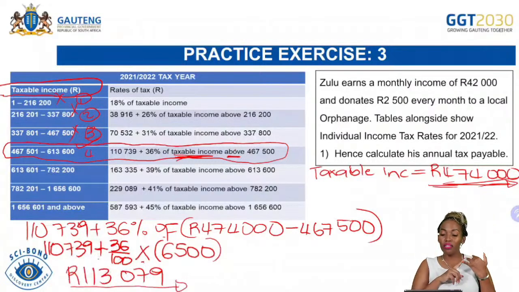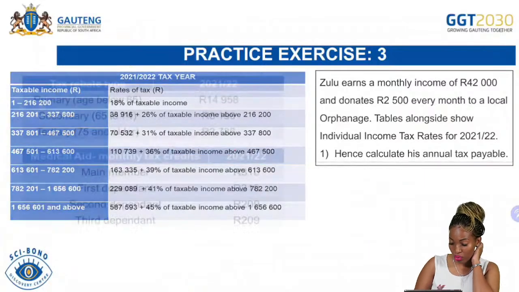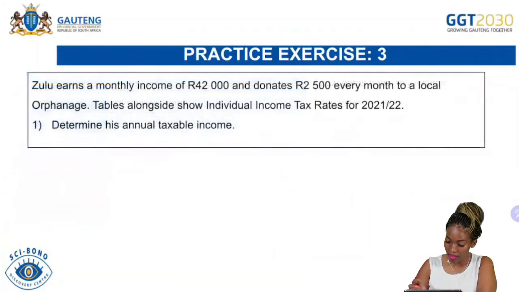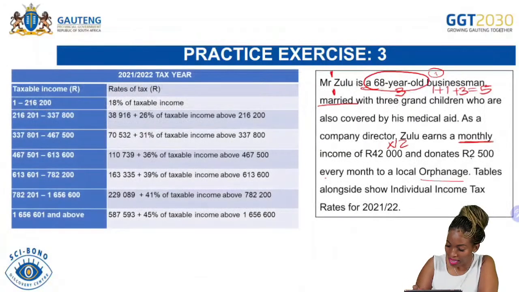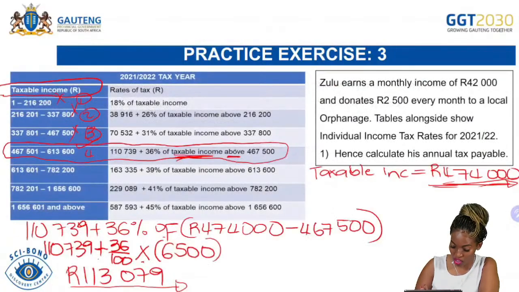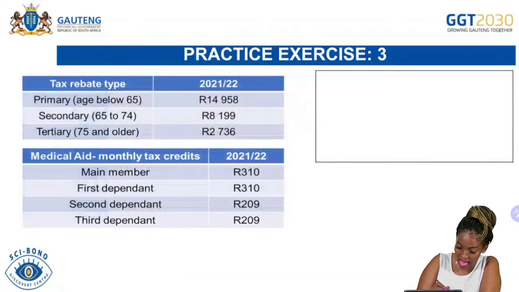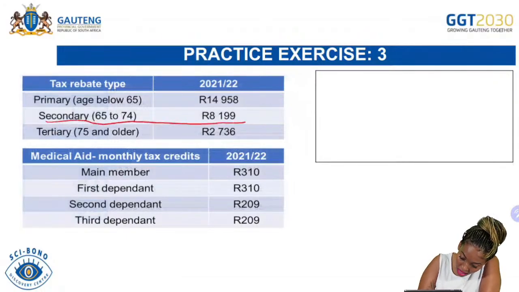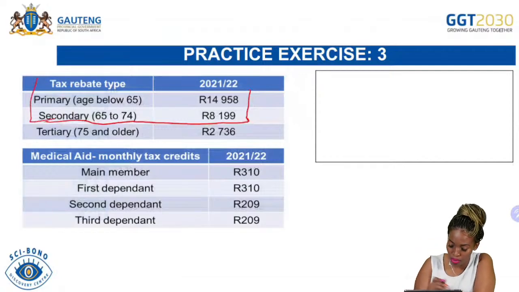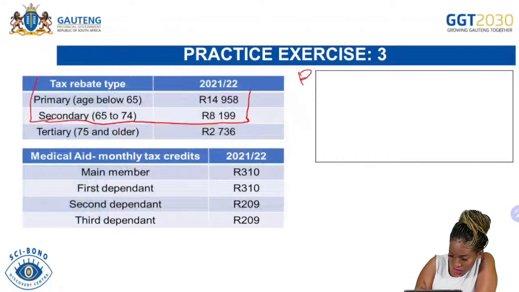But remember, he still must get the rebate. He must also get the medical tax credits. So let's see in the next tables how we calculate all those. So how old was Zulu again? Let's quickly check. They said that he was 68 years old. So if he is 68 years old, let's see which rebate he qualifies for. For 68, it means he is here. So for him to get to secondary, remember, you don't wake up and go to secondary school. You start with primary school, then you go to secondary school.